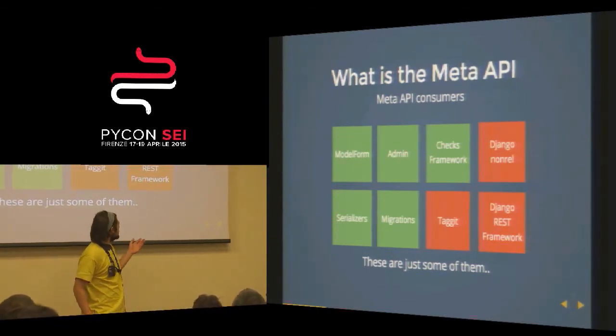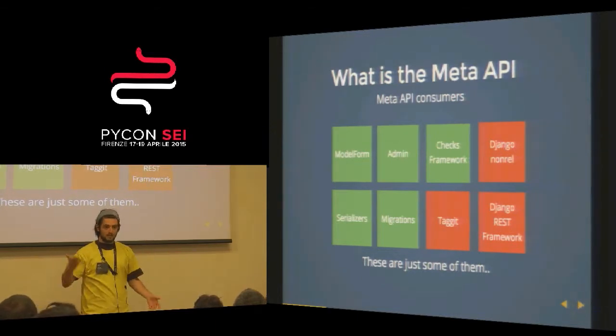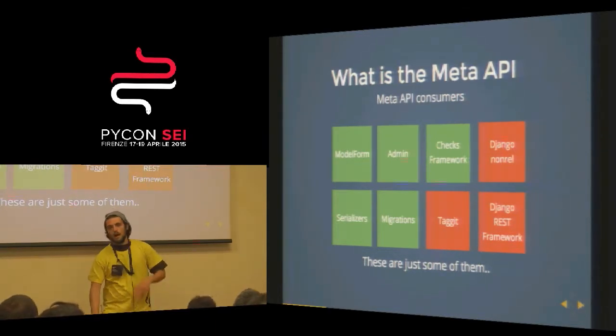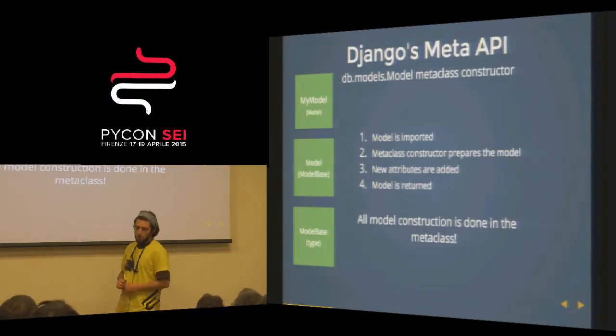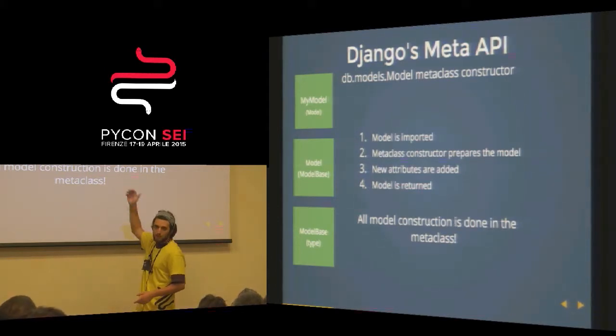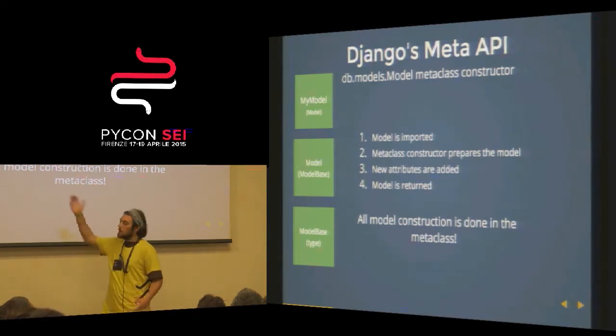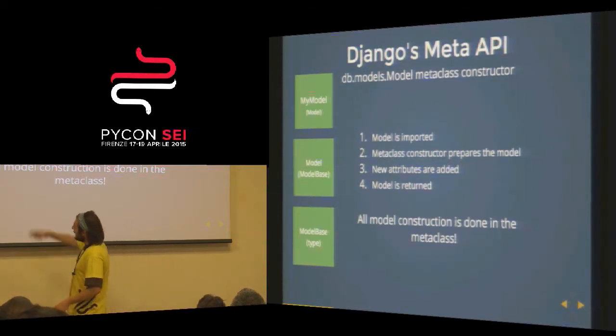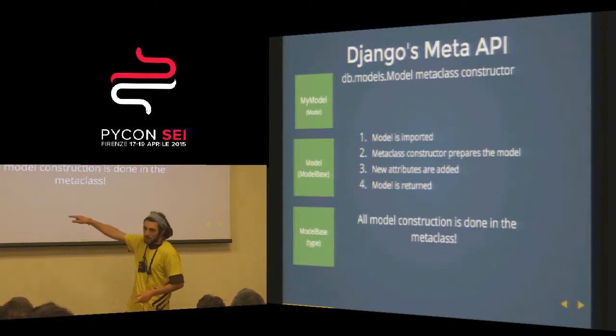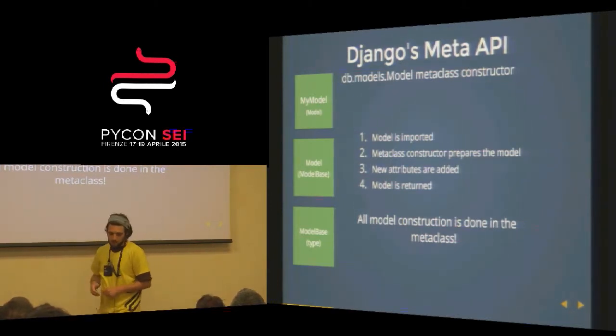So now that we understood a bit about where these APIs are, let's have a look at how a model is actually built, how the meta-class system is built. This is just a map of how the meta-class is inserted inside our model. So we define any model. In this case, my model is called MyModel, and it inherits from Model, like any model that you would define. Model, in turn, inherits from ModelBase, and ModelBase inherits from type, and it is a meta-class constructor.